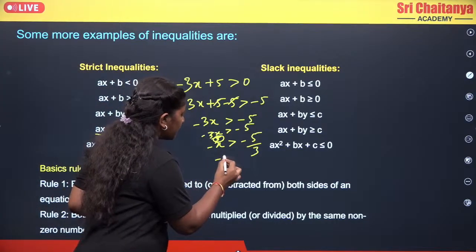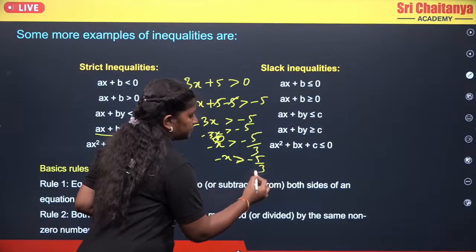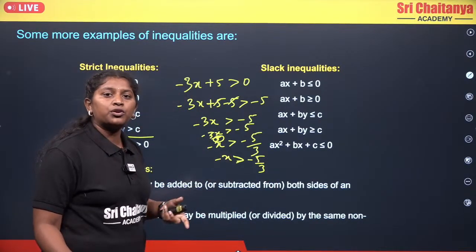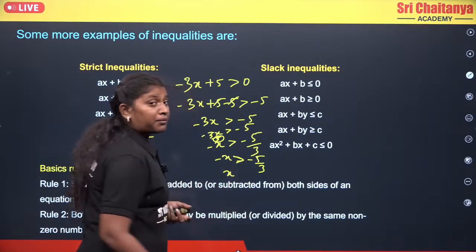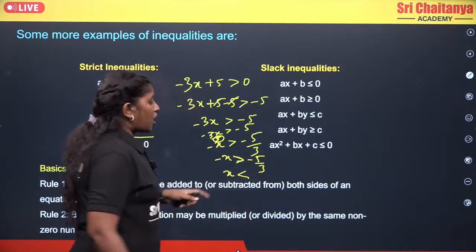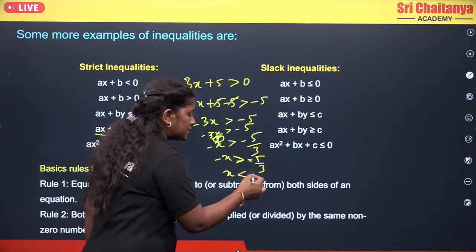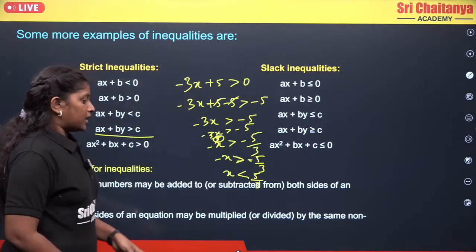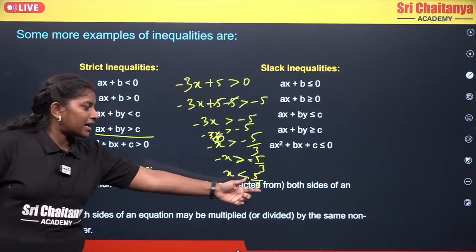Now here we got minus x greater than minus 5 by 3. Okay, so we need to remove the minus sign for the x. So we will multiply by minus 1. As I am multiplying by a negative number, the sign will change. Now this greater than will become less than, and minus of minus will be plus 5 by 3.